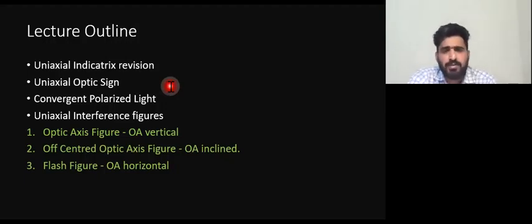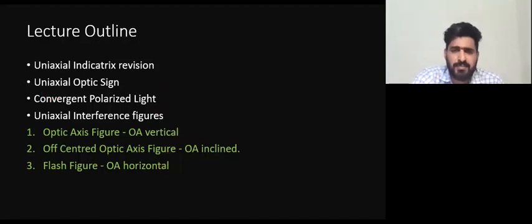There are three different types of figures possible in a uniaxial mineral. One is the optic axis figure, the off-centered optic axis figure, and the flash figure. We will see those examples. That is the summary for today's lecture.